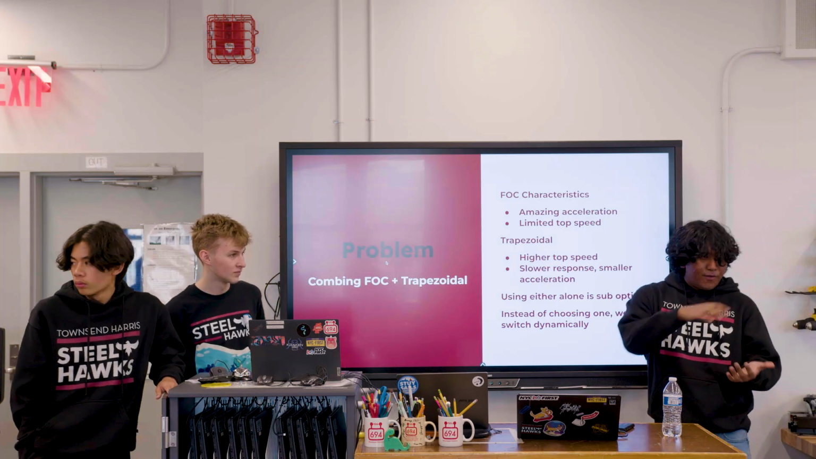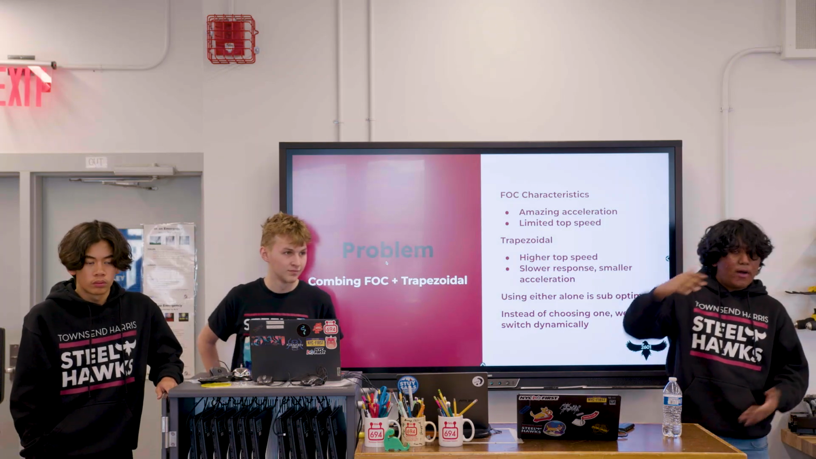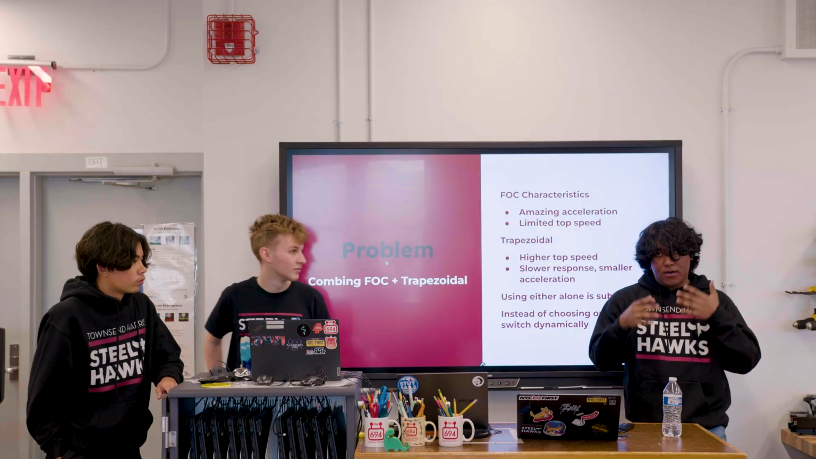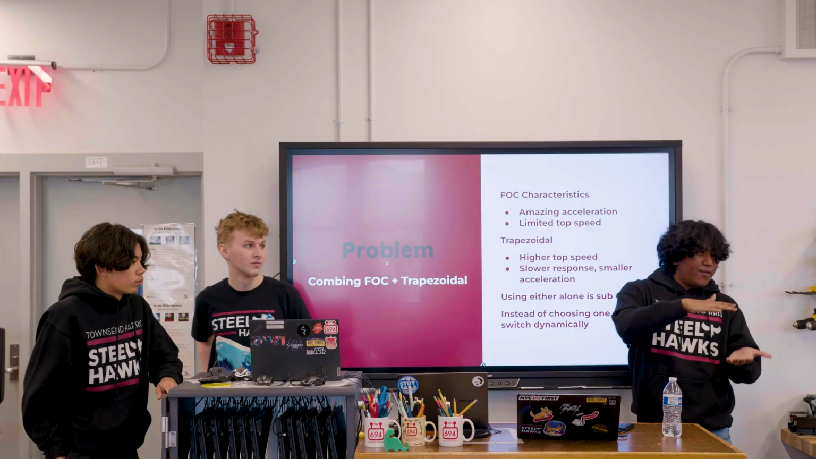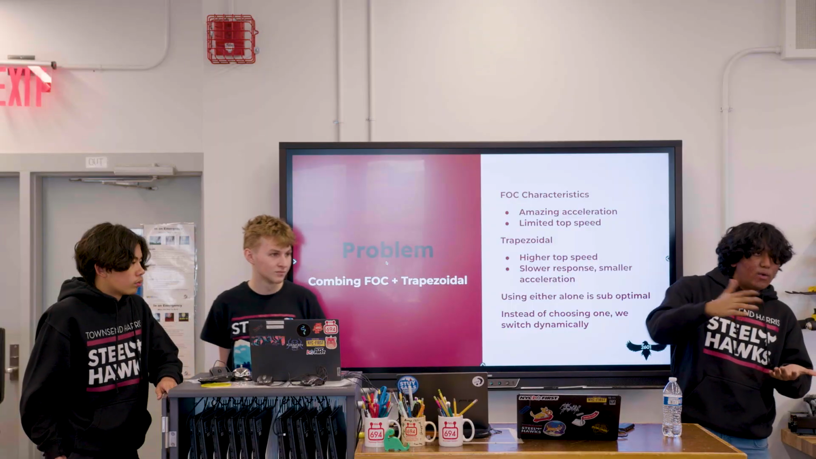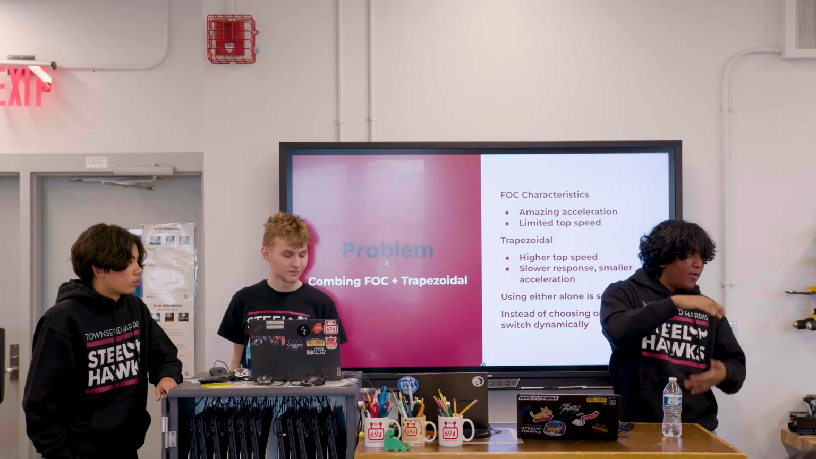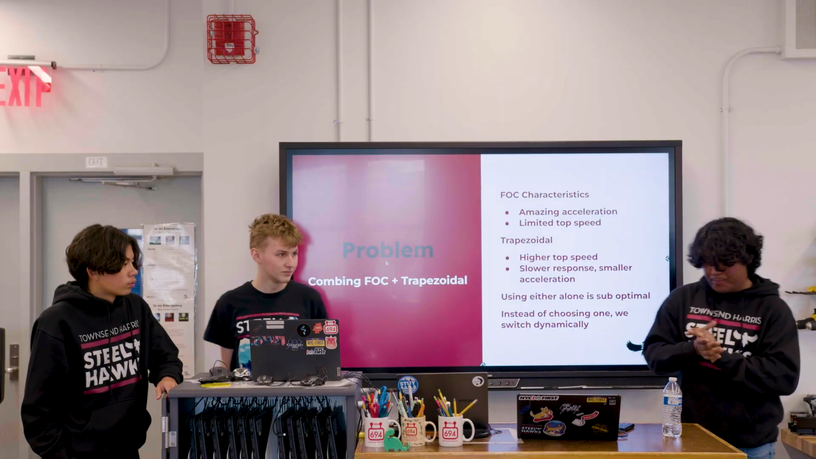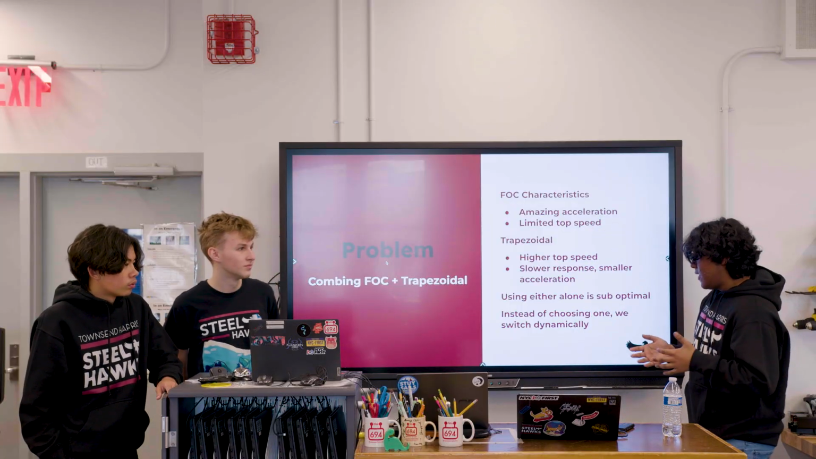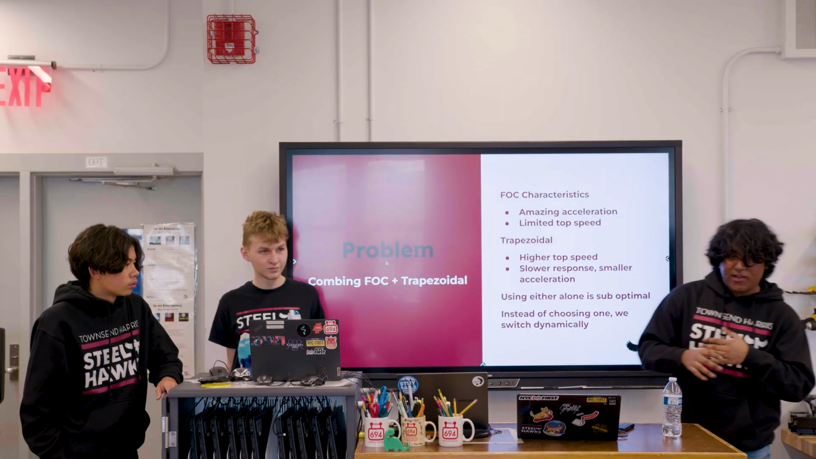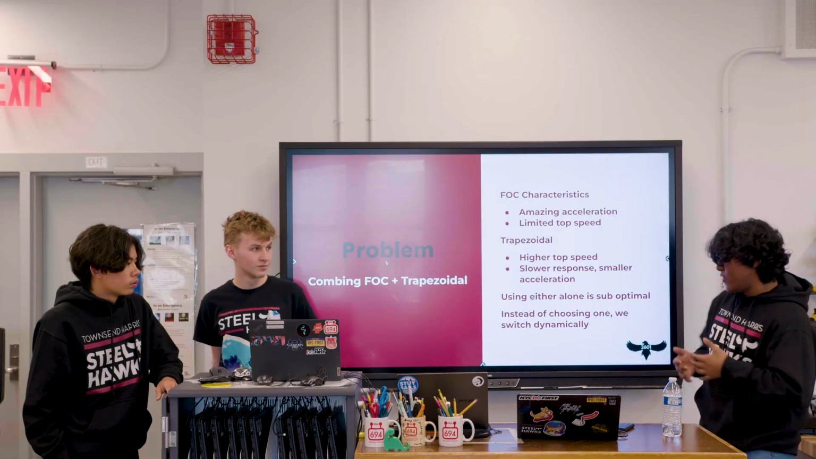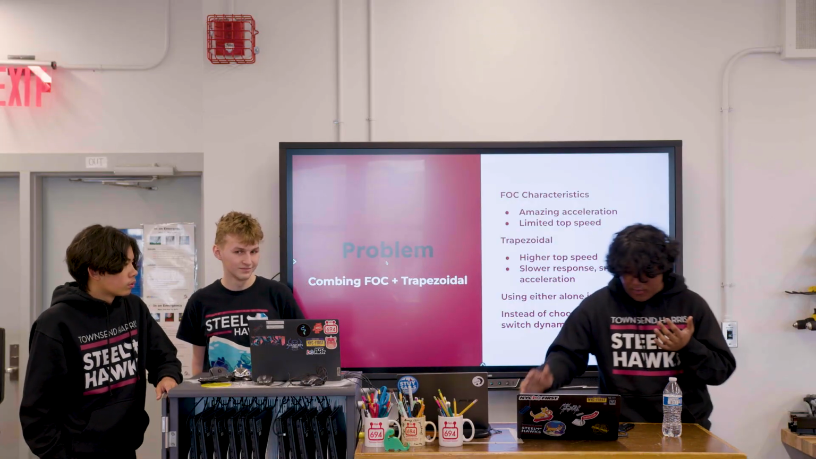So let's say you're going from home to L4, you would probably want to use trapezoidal because you have more distance to actually reach your max velocity. But let's say you're going from home to L1, your distance is smaller, so you probably benefit from a higher acceleration because you move faster. That's why using just one or the other is suboptimal, and we're able to switch between the two. So we're going to show how we do that.